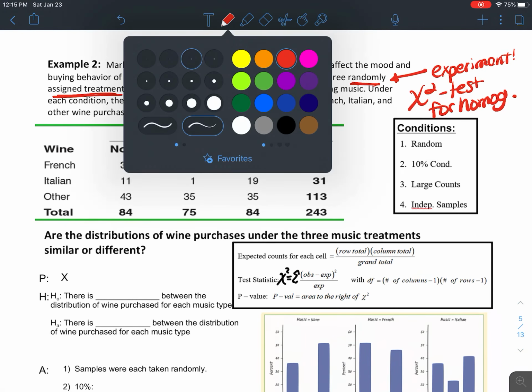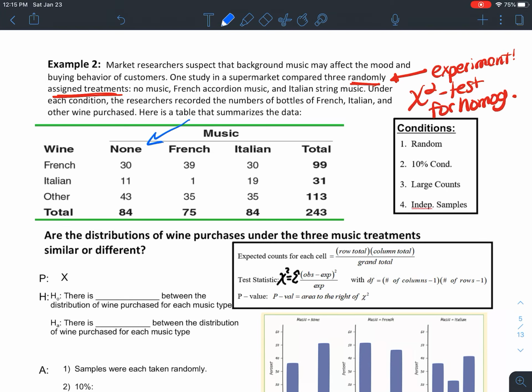Okay, so what we're looking at here is these 3 things right here. These are our treatments. And what type of wine they purchased is the response variable. That's the thing that's being measured. Okay, you'll notice the information is presented in a table, which is another little bit of a giveaway here.